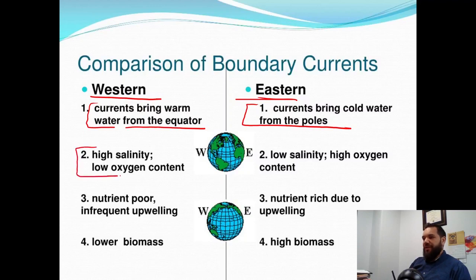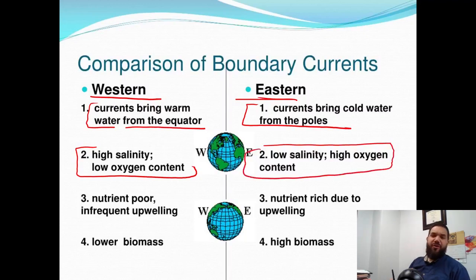Western boundary currents have higher salinity. They have lower oxygen content, usually because they're warmer, right? Warmer water, generally speaking, has lower oxygen. Eastern boundary currents have lower salinity, but they have higher oxygen contents because they're colder. And the colder water brings a lot of oxygen.